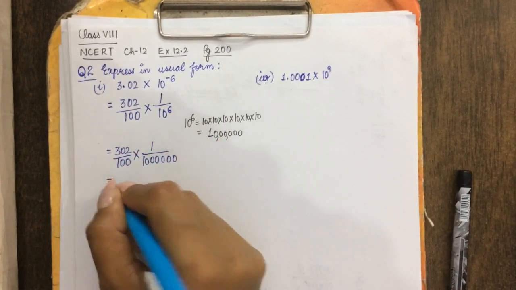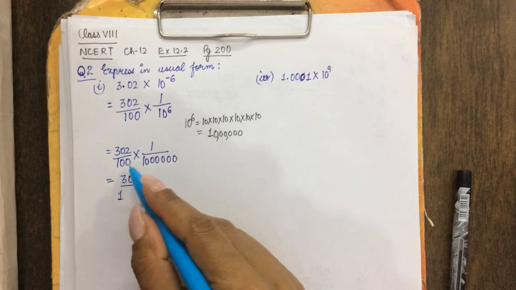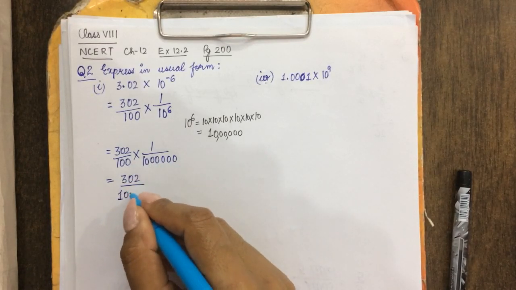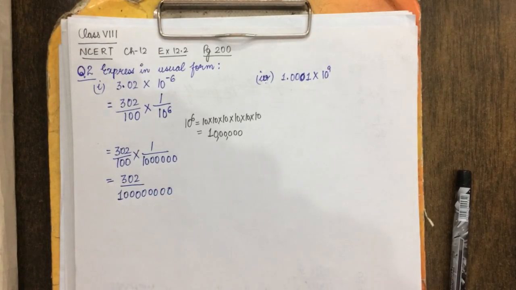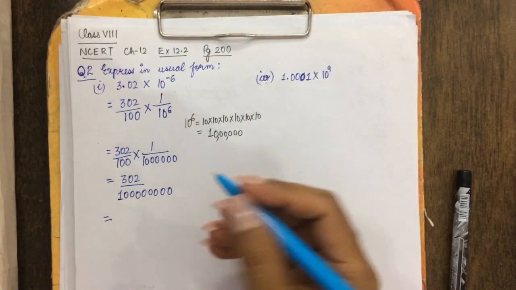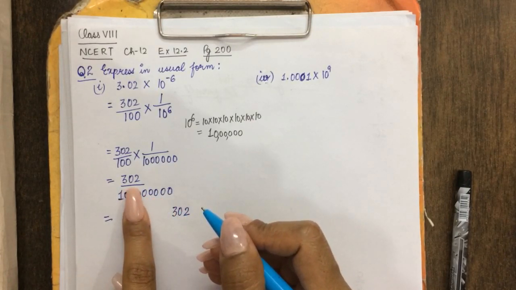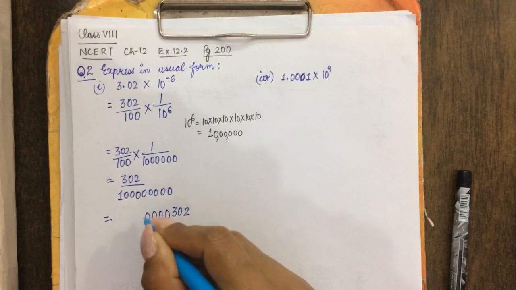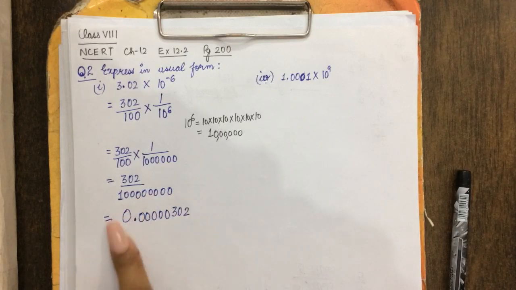Be careful with the zeros. Now just solve. Numerators multiplied give you 302. Denominators multiplied, so 100 multiplied with 10 lakh. In total I will have 8 zeros. Now change it to a decimal number. So there are 8 zeros in the denominator and I've got 3 digits. I need to put 5 extra zeros so that it can be a decimal number. And for this empty place you could write down a 0. So this is your answer. The number which would have been in its usual form, and if this very small number is converted into standard form, this is how we'll have to write it.